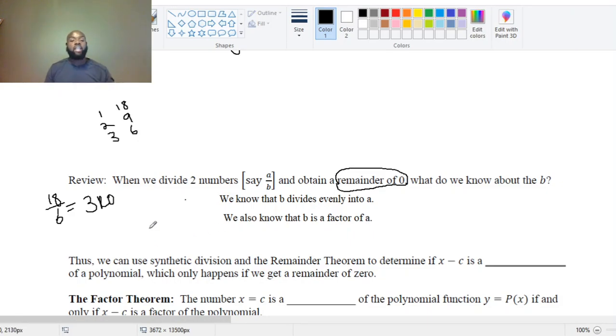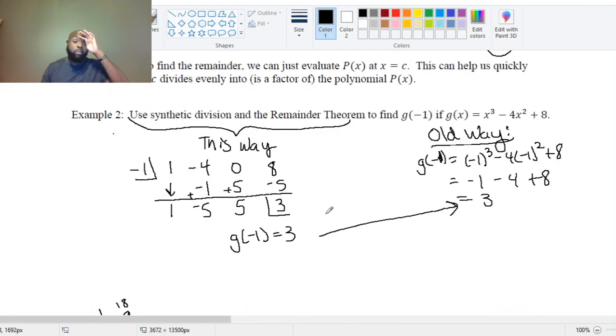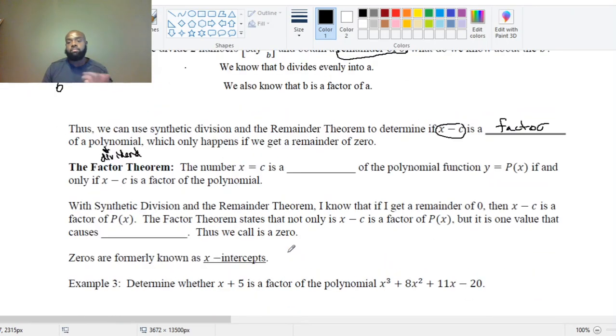Thus, we can put synthetic division and the remainder theorem together to determine if x minus c is a factor of a polynomial, and that polynomial is your dividend. Because if we use synthetic division and it divides evenly, that means we get a remainder of 0, then we know that x minus c is a factor of the actual polynomial. And that's basically the factor theorem.